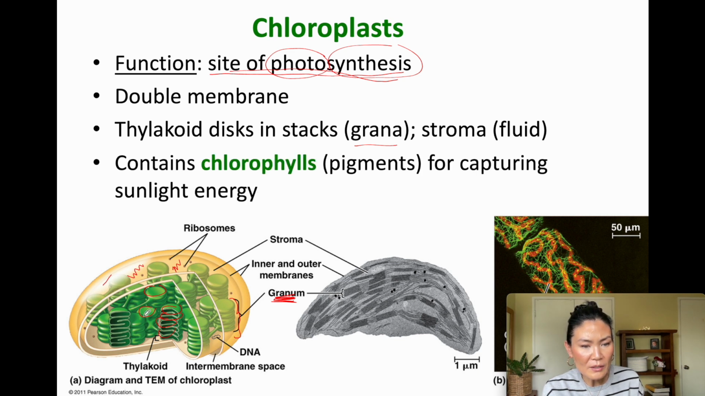I said that the thylakoid membrane is where the light is being absorbed, and it's because there are pigments embedded in the thylakoid membrane called chlorophyll. Okay, pigments are basically molecules that capture light.